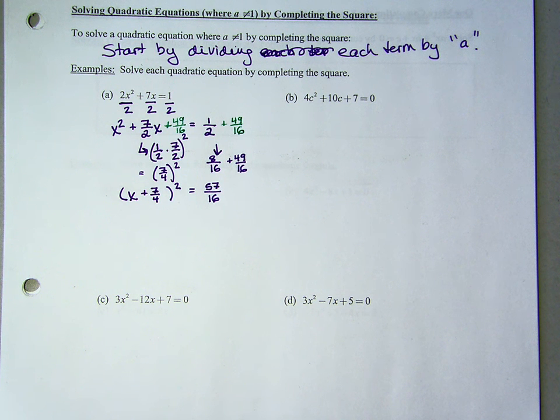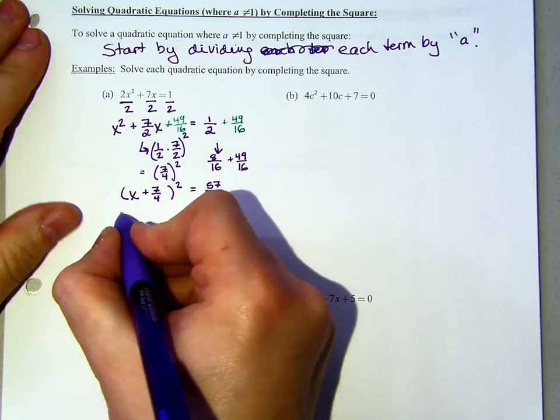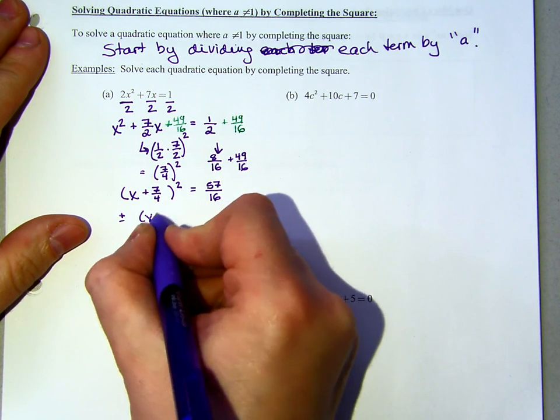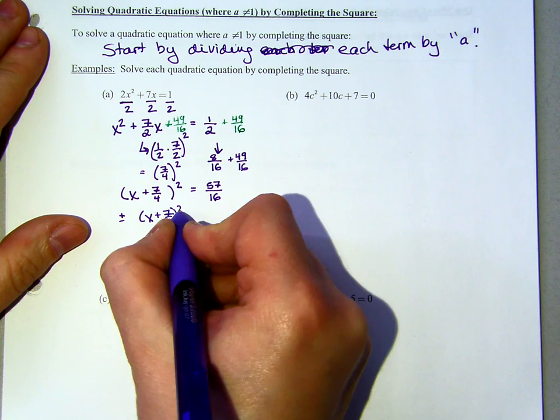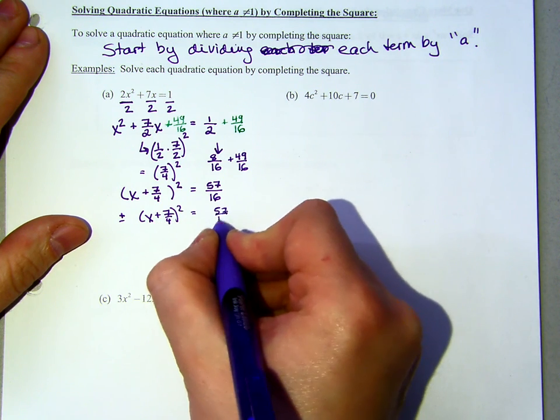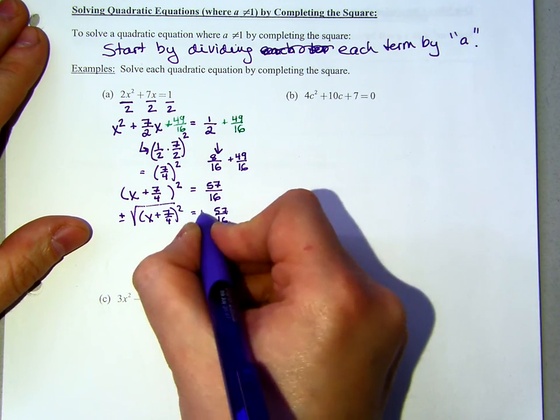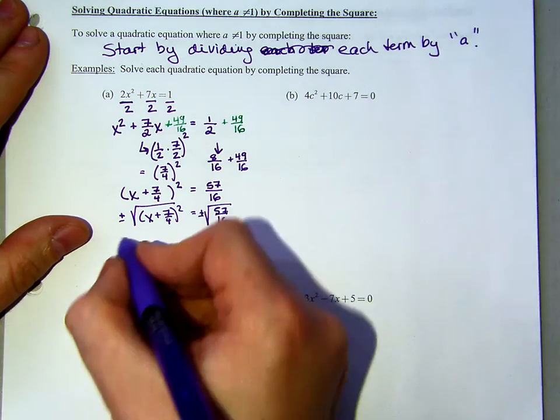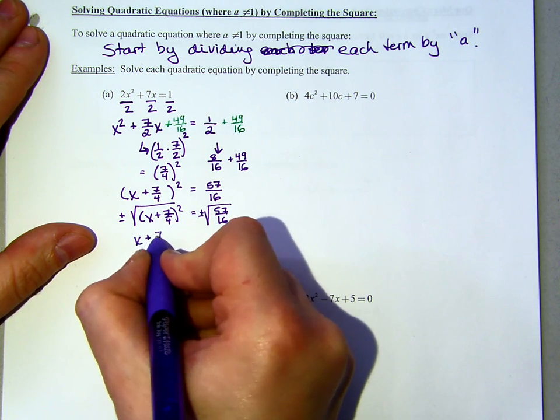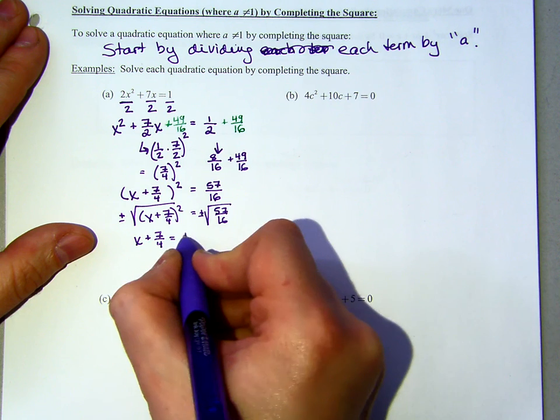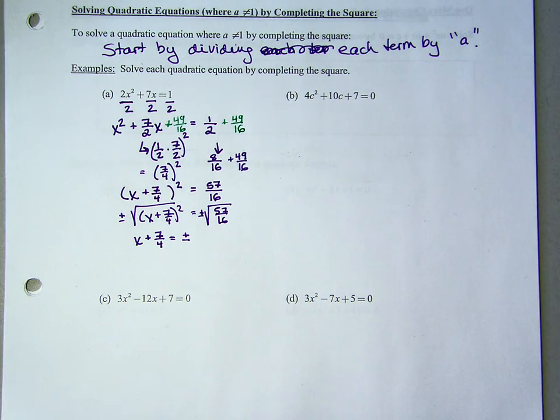Hands to tell me what the next step is. This is the same as yesterday. What's our next step? Plus or minus the square root. So I'm just going to rewrite that line so people can see the initial line and what I'm about to do. I'm going to do the plus or minus square root of this, the plus or minus square root of that. I'm going to get x plus 7/4 equals plus or minus. What is the square root of 57/16? Hands.